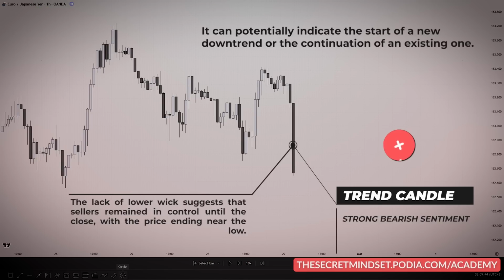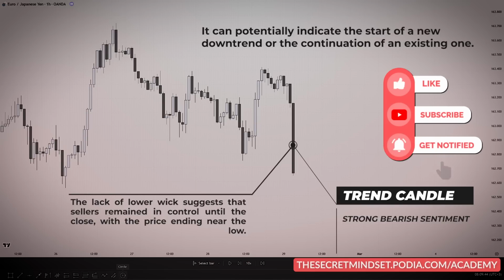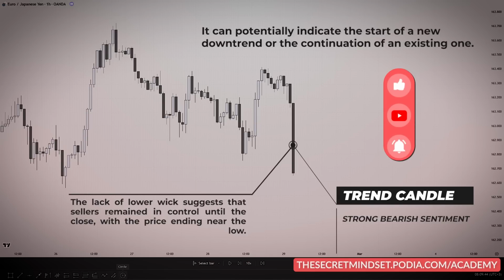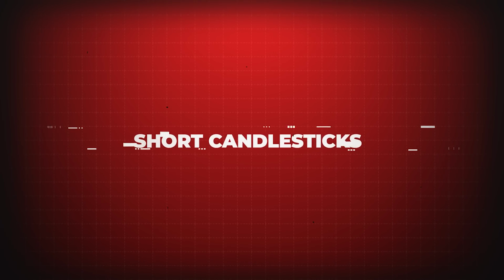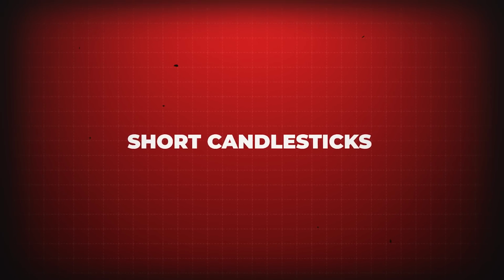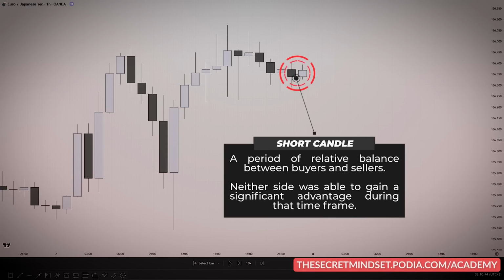Sellers are confident and in control, potentially indicating the start of a new downtrend or the continuation of an existing one. The psychology here is one of pessimism and aggression from the sellers. A short candlestick, whether bullish or bearish, represents a period of relative balance between buyers and sellers.